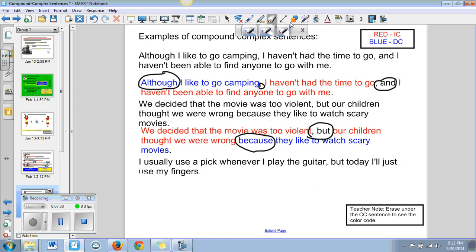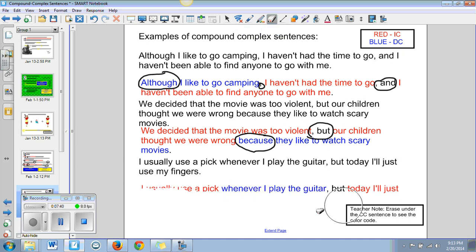And finally, let's look at our last example. I usually use a pick whenever I play guitar, but today I'll just use my fingers. Okay. So if we look at this particular sentence, here we see our subordinating conjunction in the middle of our sentence, and we know that we're not going to need a comma there. And then here we have a coordinating conjunction with the comma before it. And again, the reason we have that is because we have an independent clause here and an independent clause over here.